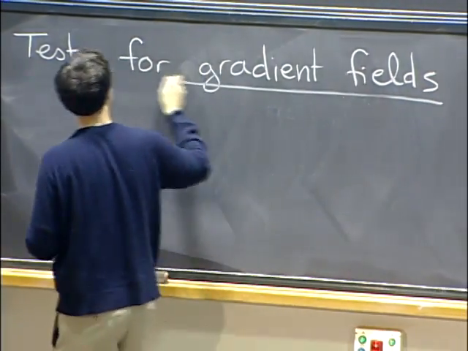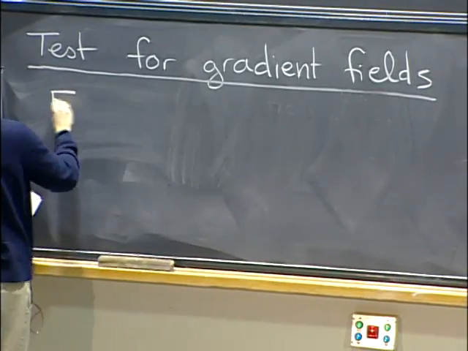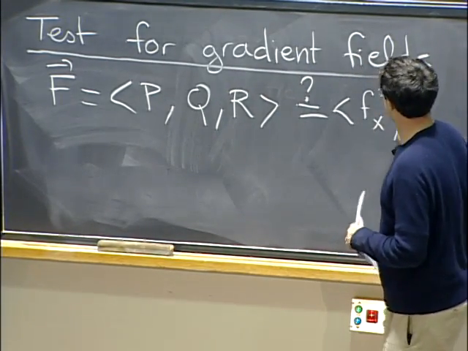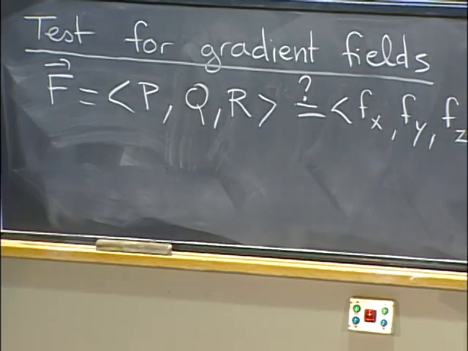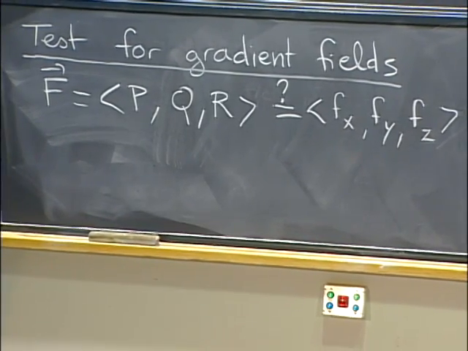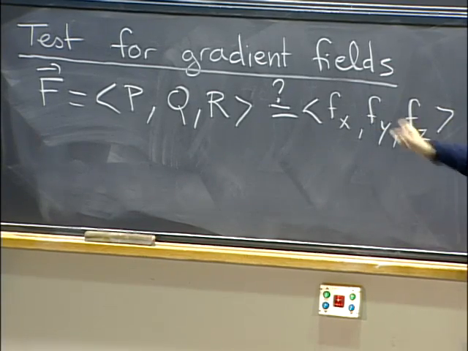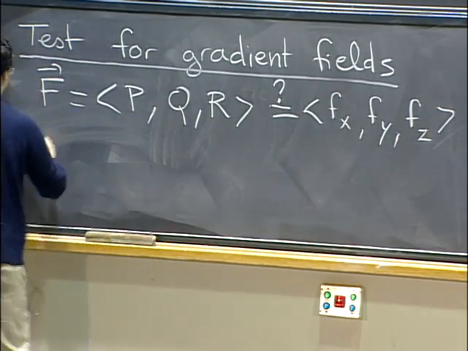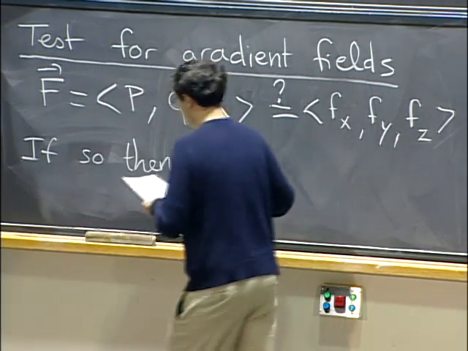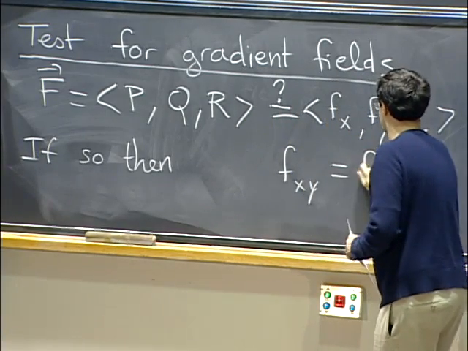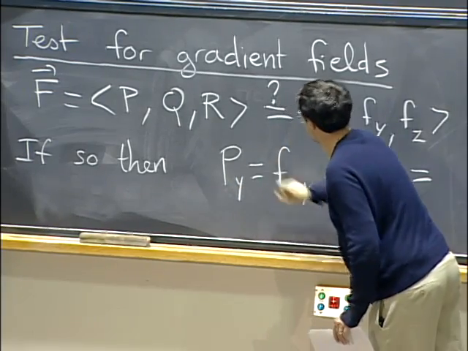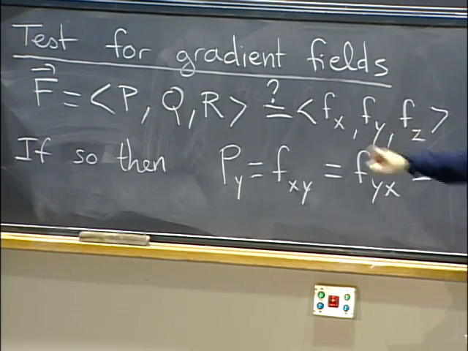So what's our test for gradient fields? We want to know whether a given vector field with components p, q, and r can be written as f sub x, f sub y, and f sub z for the same function f. And for that to possibly happen, we need certainly some relations between p, q, and r. And as before, this comes from the fact that the mixed second derivatives are the same no matter in which order you take them. So if that's the case, then I can compute f sub xy, which is the same as f sub yx, in two different ways. F sub xy should be p sub y. F sub yx, since f sub y is q, should be q sub x.